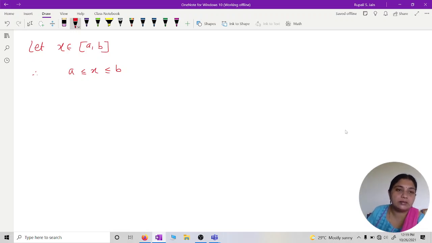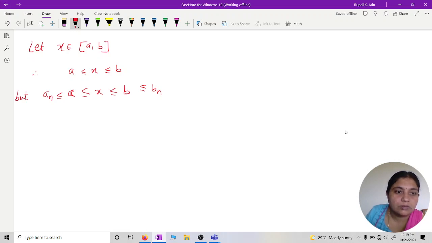Is a the limit of a_n, or is it a supremum? Yes, a is the supremum. So a_n must be less than or equal to a, and it is less than or equal to x less than or equal to b. And what is the relation between b and b_n? b is the infimum, the greatest lower bound. So is that okay?